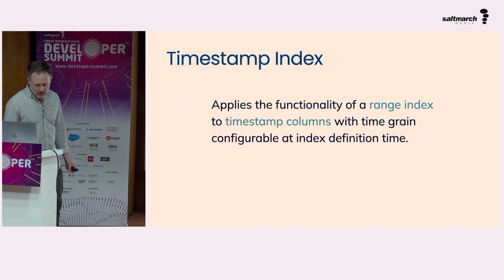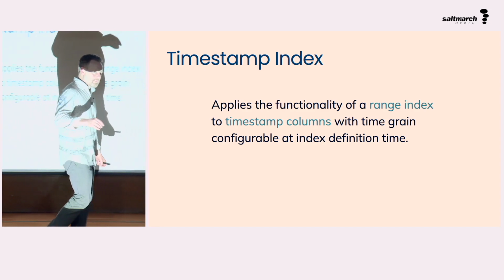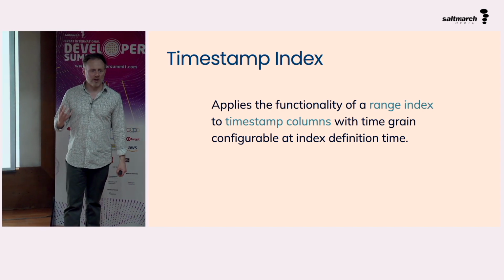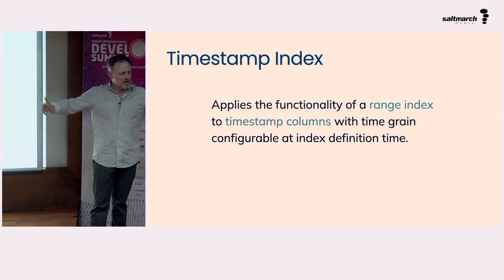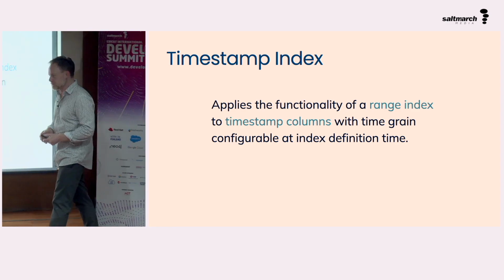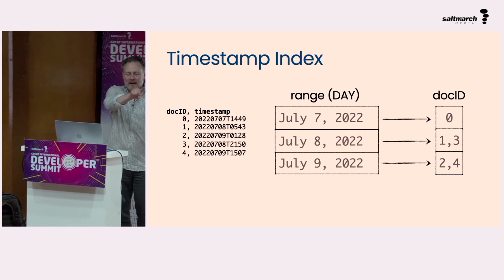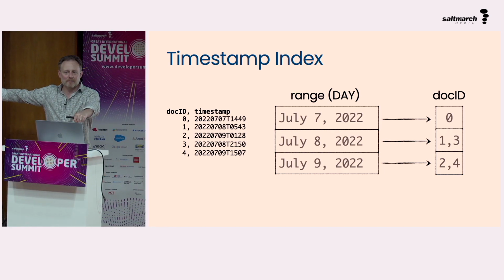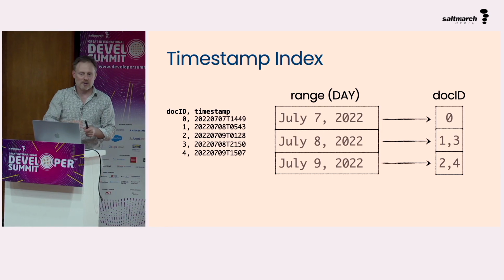Okay. Timestamp index is just like the range index, except the number is a time. And you get to configure the index in terms of the grain that you want to use. So day, second, minute, year, whatever you're rolling up to. You can think of it as taking the timestamp and zeroing out all the stuff below the grain. So if the grain is day, then hour, minute, second, millisecond, just zero all that out and build a range index on what remains. There you go.